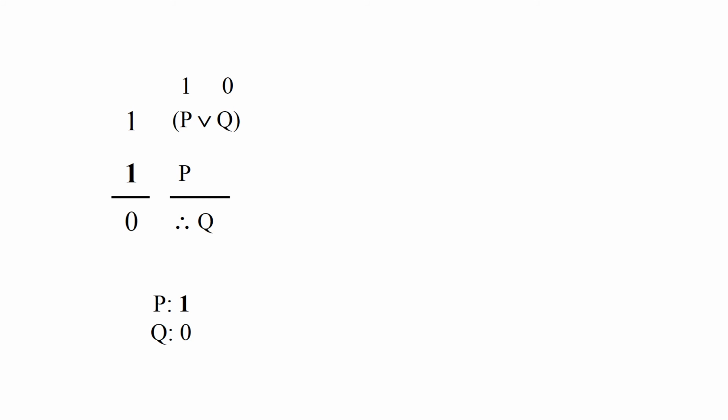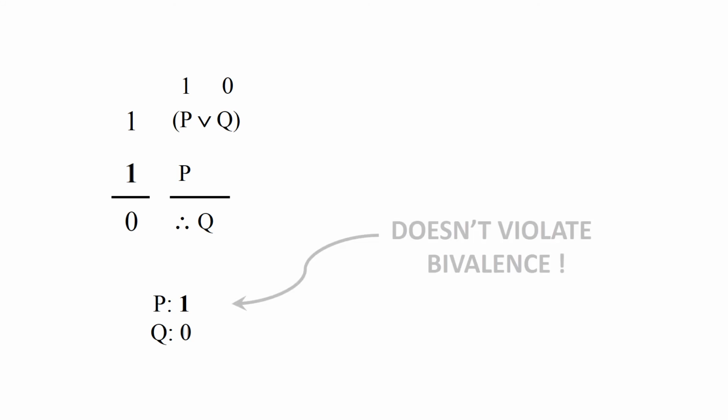Look at the bottom there. We're assuming that P is true. We don't get any violation of bivalence here. We've tracked down all the consequences of our original assumption. Each sentence letter has only one value. Does not violate bivalence.